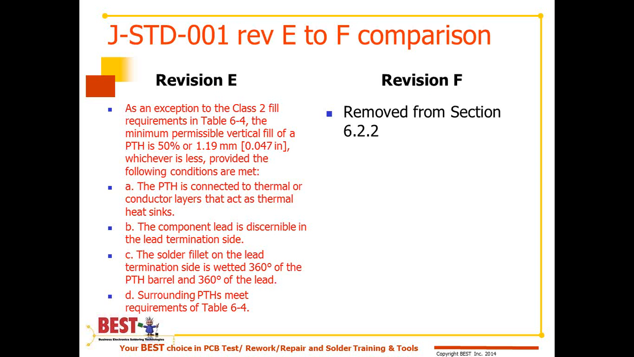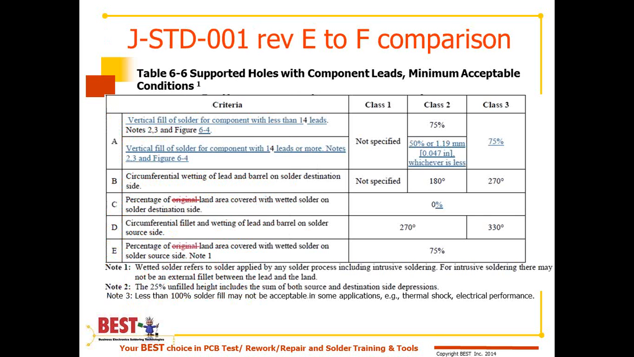The part here where it talks about an exception for Class 2, now this is the solder fill as we had it written for Class 2 items where it said it could be 50%. This has been deleted, and it's been added into the table. It's been removed from this section here, and we'll bring it up into the table here.